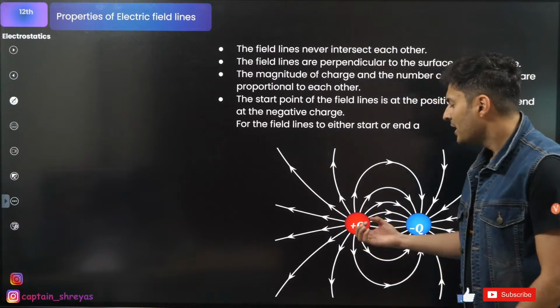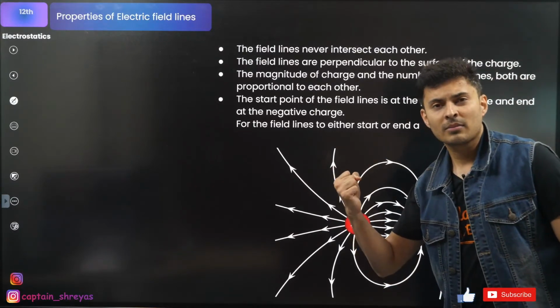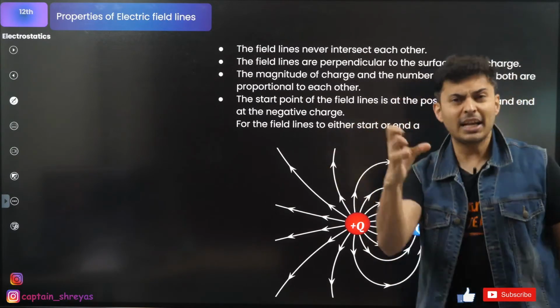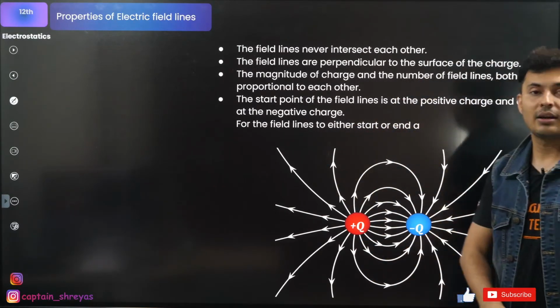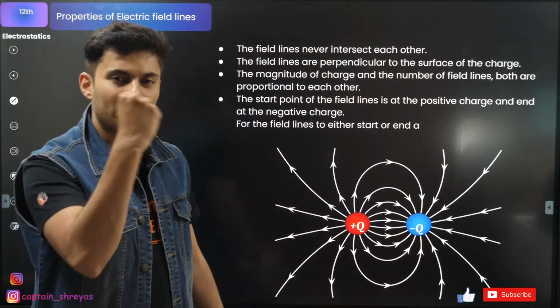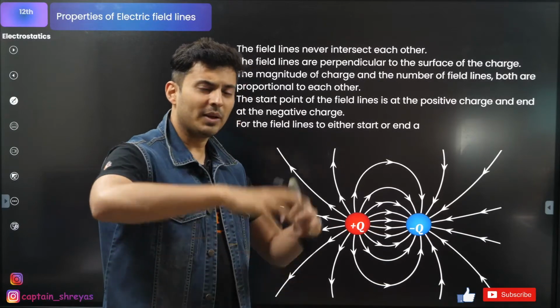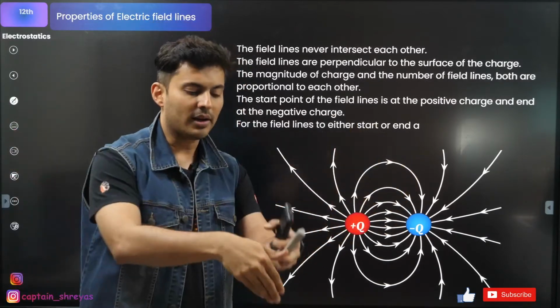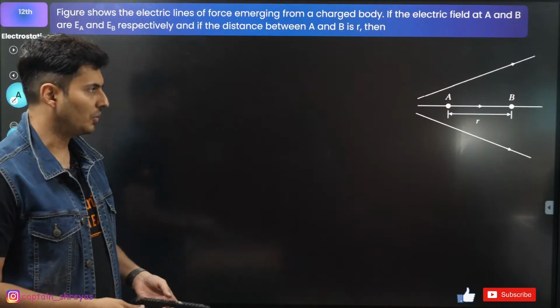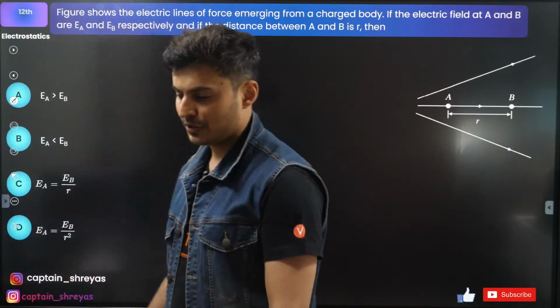Also know one more thing. If the charge is strong, highly positive charge, more field lines will come out of it. If the charge is more negative, more field lines will get onto it, they will terminate onto it. So the strength of the charge decides how many field lines are going to come out or enter or end on it. Right? That's something which you should know. Let's see if you guys can figure this out.